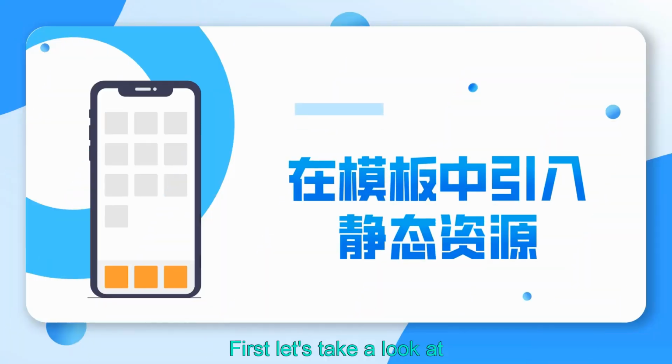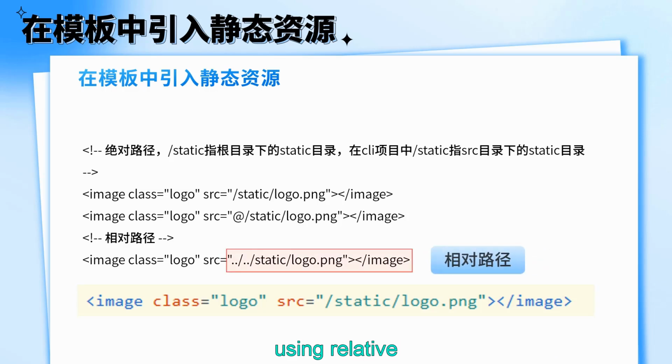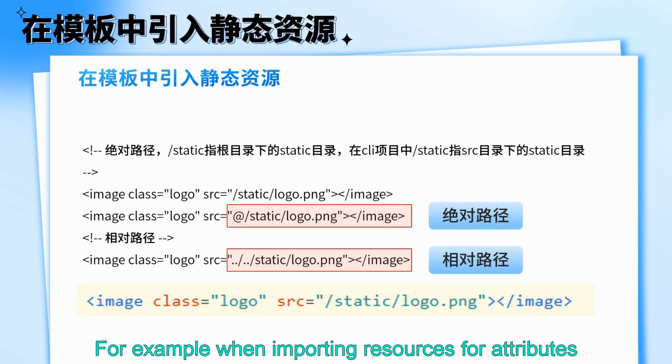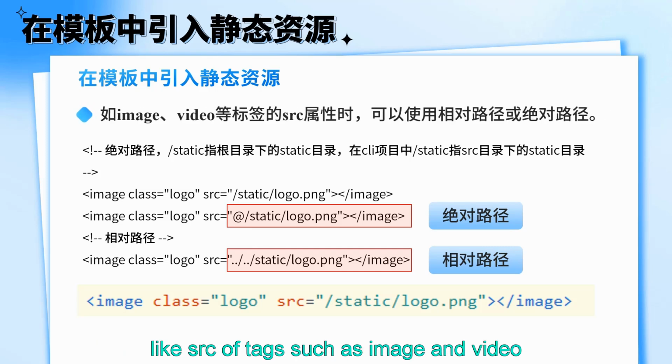First, let's take a look at how to import static resources in the template. Static resources can be imported within the template tags using relative or absolute paths. For example, when importing resources for attributes, like src of tags such as image and video, relative or absolute paths can be used.